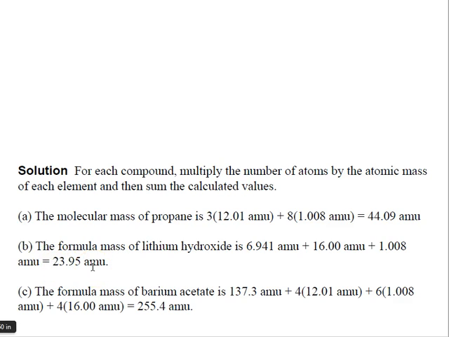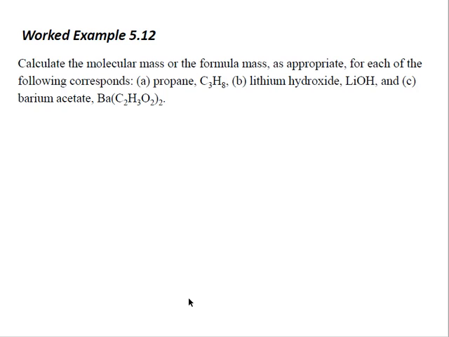You're probably thinking, oh, this isn't bad. I get this. This is pretty straightforward. And then for the last one, barium acetate. Barium, we find that is 137.3. And then in the acetate, if you look back, you have C2H3O2. That's all in parentheses, and there's 2 of those.